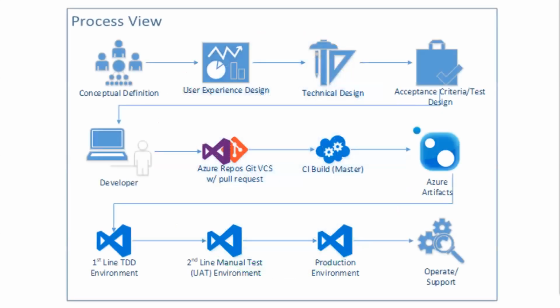Before we dive in more, I want to talk about the process view for your DevOps pipeline and how you put things together. And this really espouses the first way of DevOps, which is flow, how to flow things through out to our users. And it starts with figuring out what the heck we're going to change, what the heck we're going to build. That's conceptual definition. Then we need to figure out how our users are going to use it.